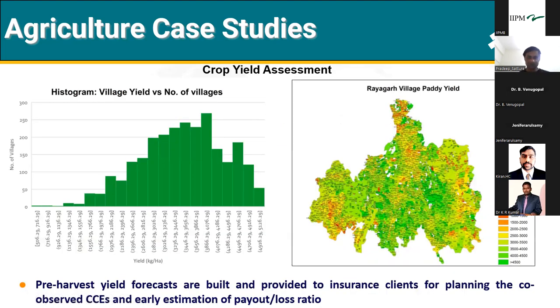Now this is another use case, for crop yield estimation. Before harvest, we can calculate the yield. This is paddy crop yield estimation at a village level, and even at the farm level, when we zoom in, we can understand which particular farm is generating how much yield of that particular crop. If we want to average out or take the cumulative, we can calculate how much yield can come at a village level also.